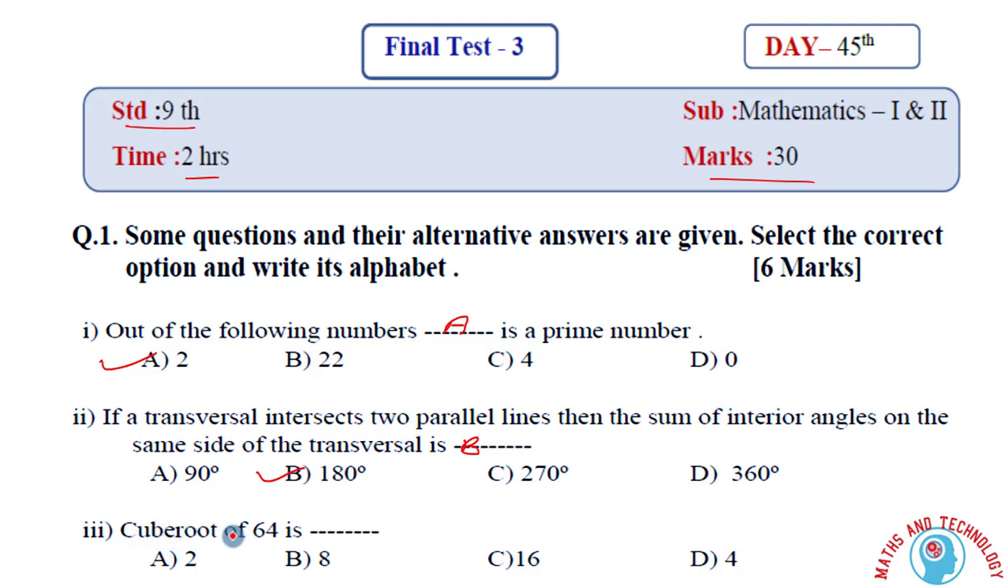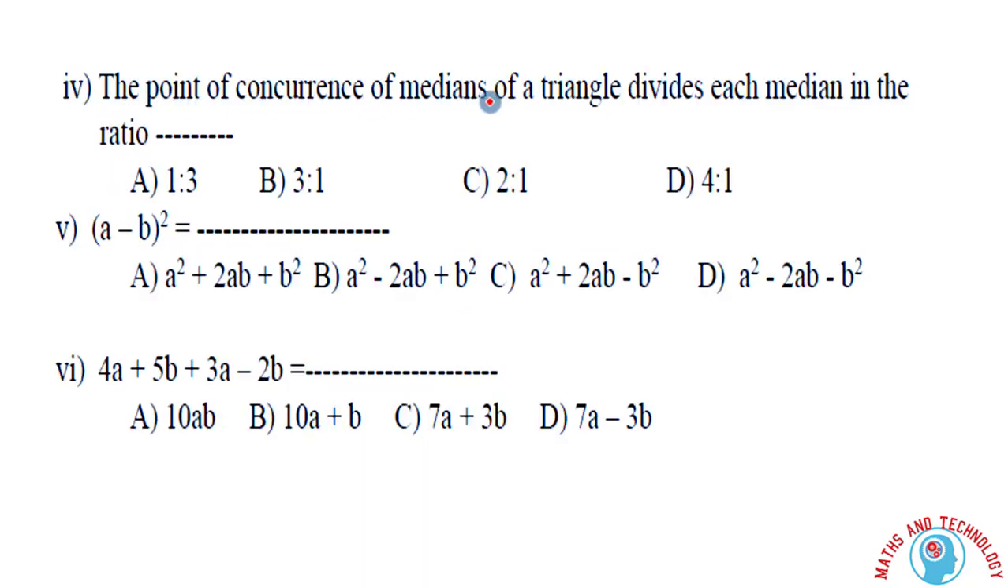Third question, cube root of 64 is, we know cube root of 64 is 4. So the answer is here D. Next question, the point of concurrence of medians of a triangle divides each median in the ratio 2:1. Here C, 2:1, so we can write here C.